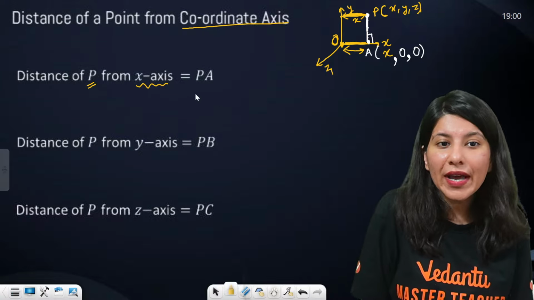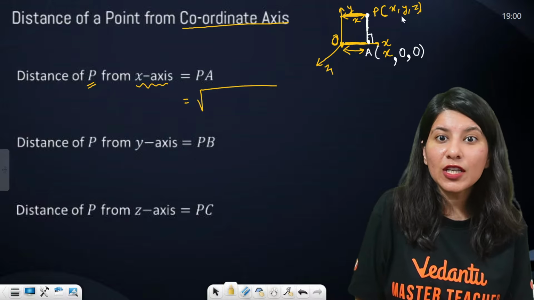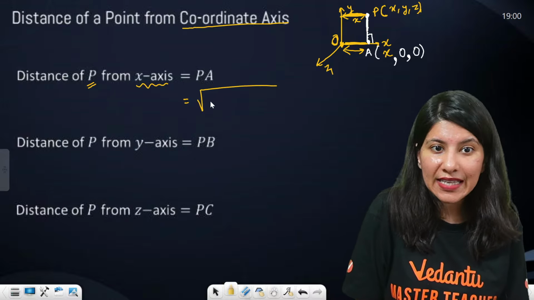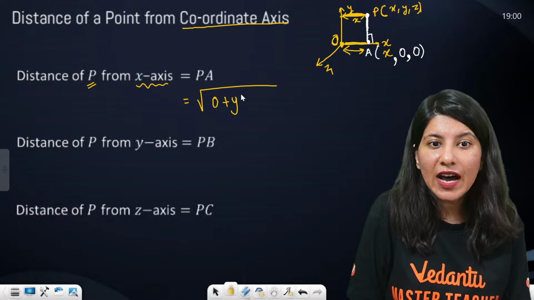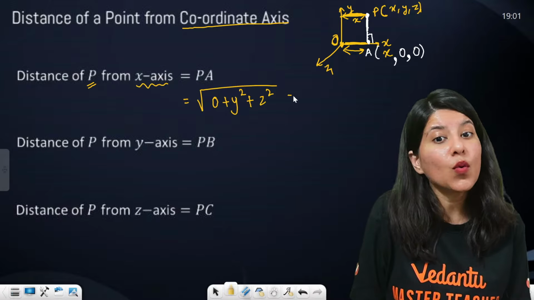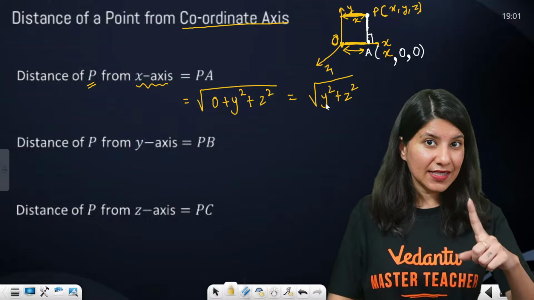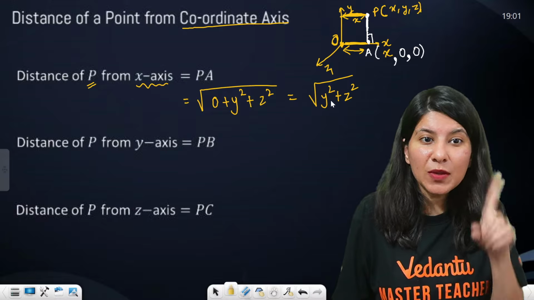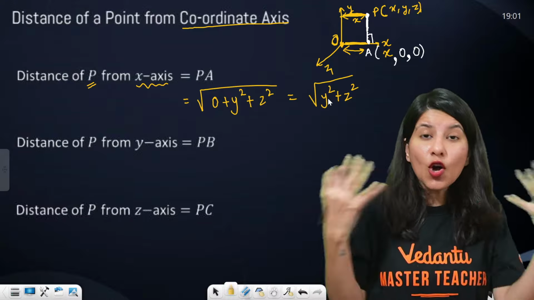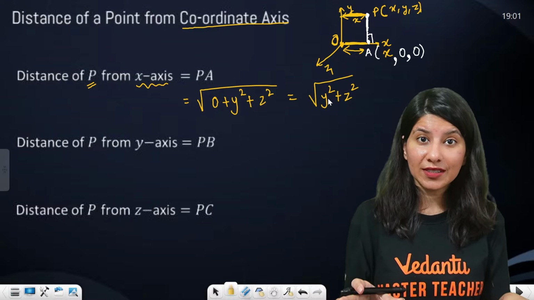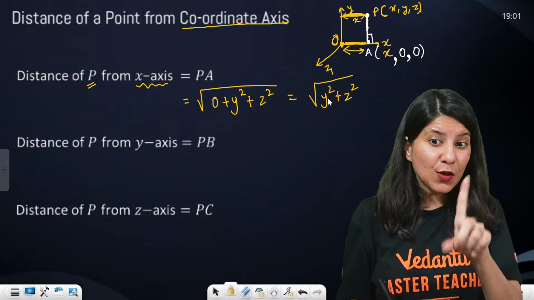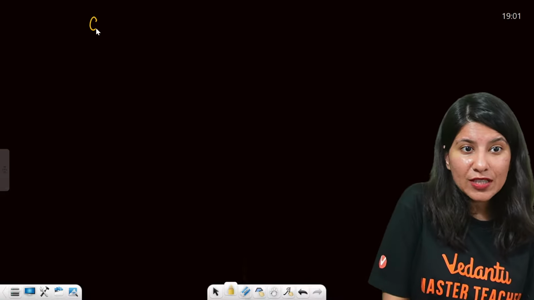Now you can go ahead and apply the distance formula. You will realize x minus x is 0, plus y minus 0, so y square plus z square. Okay, interesting. Did you realize that the distance of point P from x-axis will not involve the x coordinate? Okay. So now let me just give you one question over here.